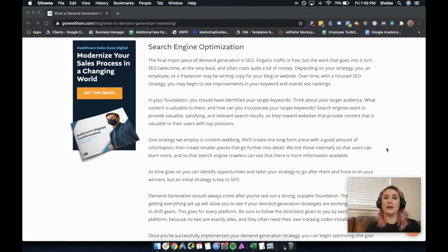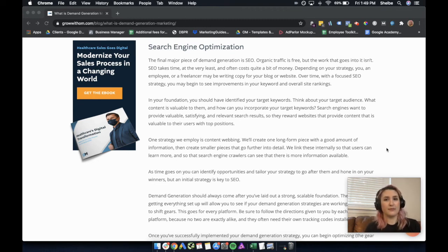It takes time. Sometimes it costs money because you might be writing it and spending your time on it. You might be hiring a freelancer, or one of your employees might be writing it. And so therefore, you're paying them to write copy for your blog or your website. But over time, with a focused strategy, you may begin to see improvements in your keyword rankings, as well as your site, your domain authority.